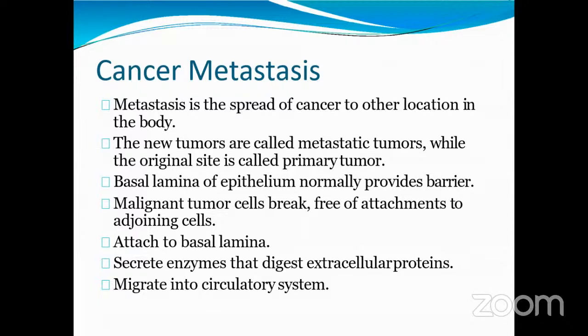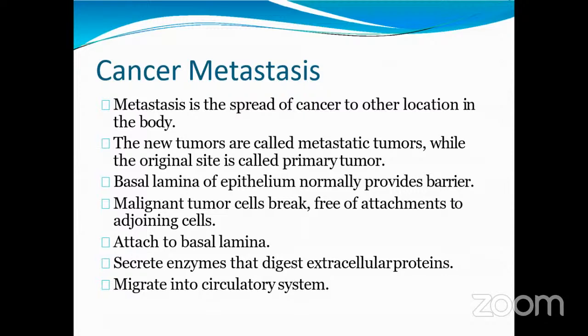So here, usually to prevent metastasis, there is the basal lamina of the epithelium. We have discussed epithelium and how it looks. It has a basal lamina, which is linked to connective tissue, and that basal lamina will stop these cells from entering into the tissue. But these malignant tumor cells break free of attachments with the adjoining cells, and every cell will act as a potent cancer cell to spread the cancer.